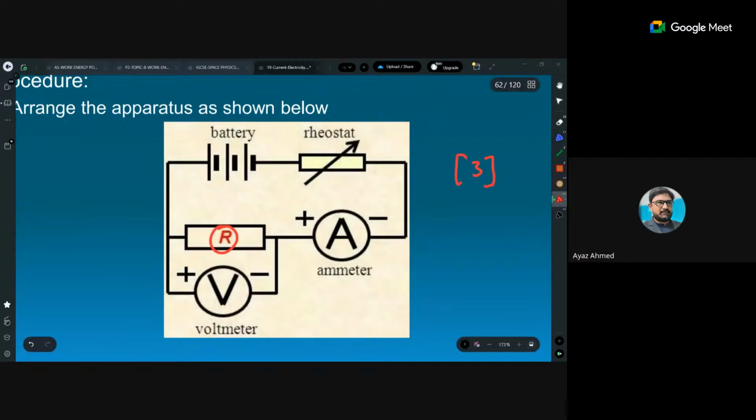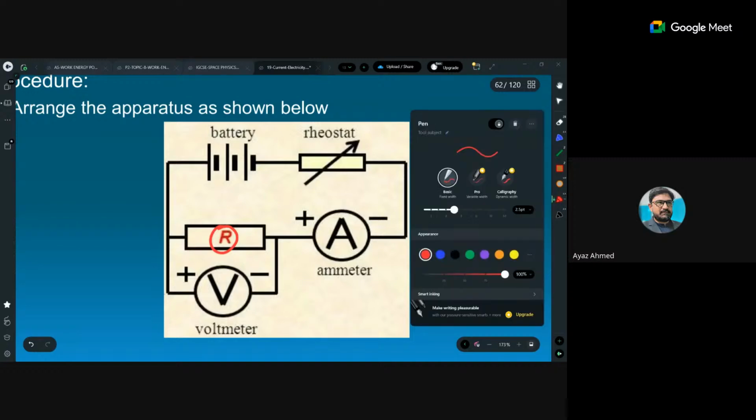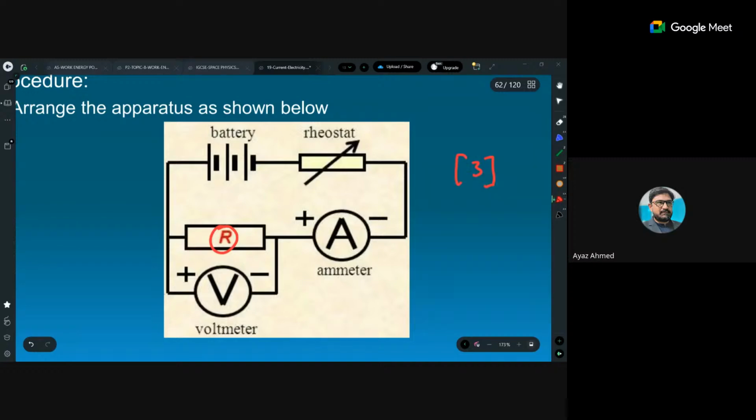ठीक है, तो in this one if you do not put the variable it does not matter. ठीक है, लेकिन that variable resistor will help you out to control the current. सबसे पहले आपने क्या करना है? Set the variable at the resistance maximum value, ताकि आपके पास क्या हो, आपका करंट की वैल्यू यहाँ पे क्या हो जाए, मिनिमम हो जाए.